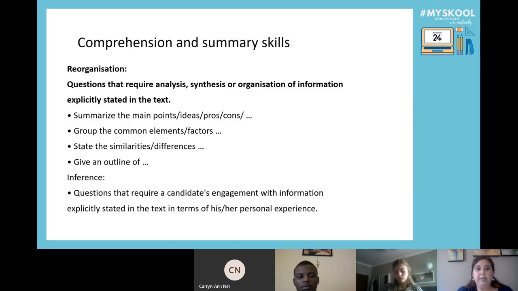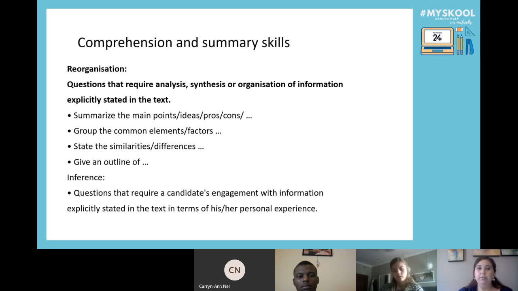Next is reorganization, that's level 2. Questions that require analysis, synthesis, or organization of information explicitly stated in the text. What does analysis mean, Marley? It means obviously to analyze something, but to break it up in smaller parts and to understand them. Yes, exactly. So these words, analysis, to analyze something, means to break it down to get the meaning. Synthesis means to put those little pieces back together. And organization means to put them in the correct order.